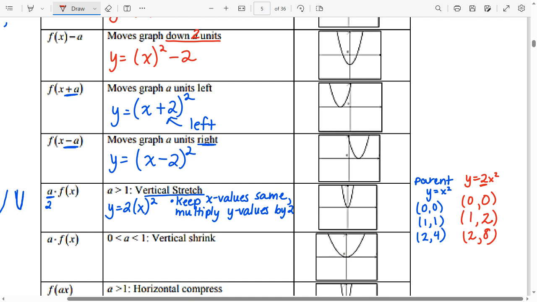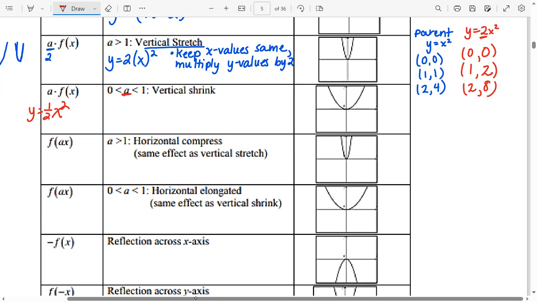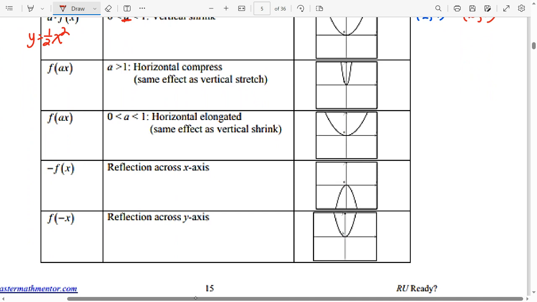Okay. Vertical shrink will work the same way. The only difference is that you'll see a fraction. So y equals 1/2 x squared, but you can do the same thing. Keep the x values the same, then multiply the y values by 1/2. All right? Then we'll skip down to reflection. If there's a negative in front of the entire thing versus a negative just within the grouping symbol, you'll have a reflection across the x versus a reflection across the y.